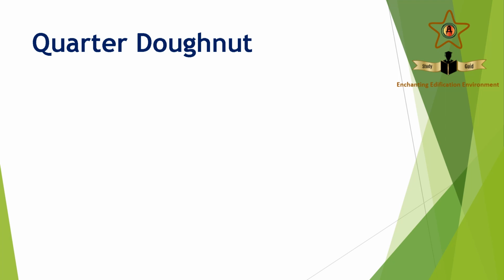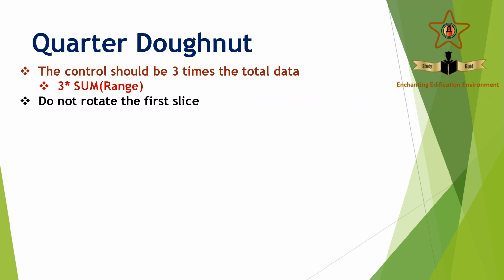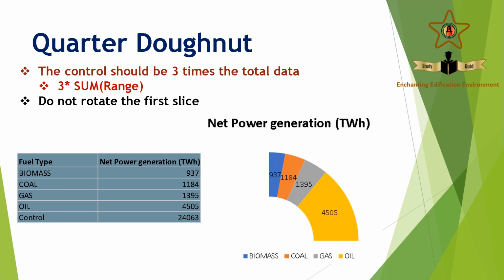Let us see how to get a quarter donut. The control should be 3 times the total data because we are removing 3/4 of the chart. We can do it by multiplying the sum by 3. We don't need to rotate the chart. The table is this, and once we follow the steps, we get the chart given here. So here we remove 3/4 of the chart and we get quarter of the chart displayed.